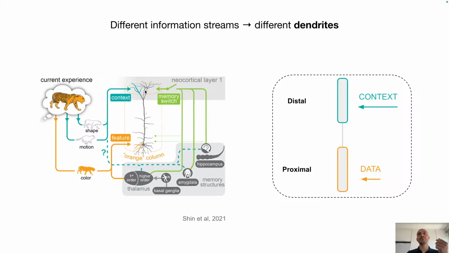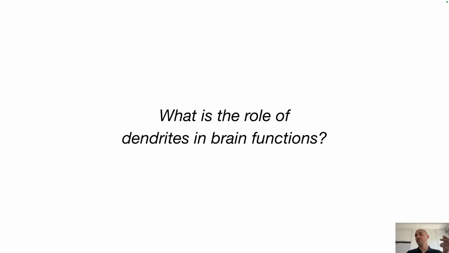So you can see that different pathways can go to different dendritic branches, where we also know that they might express different mechanisms. So, the central question of my PhD: what is the role of dendrites in brain functions? Not a very simple question to answer.